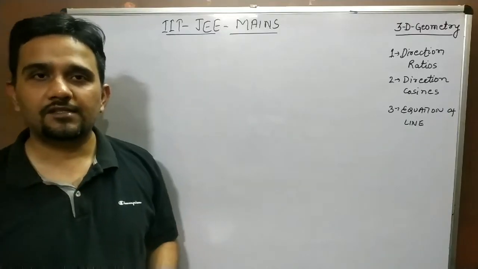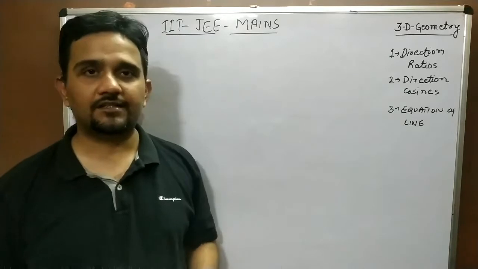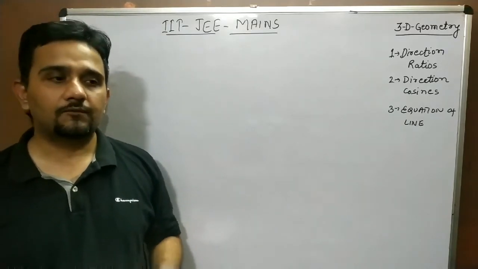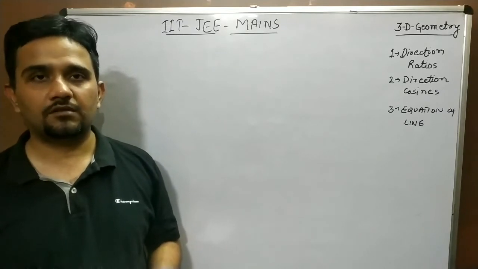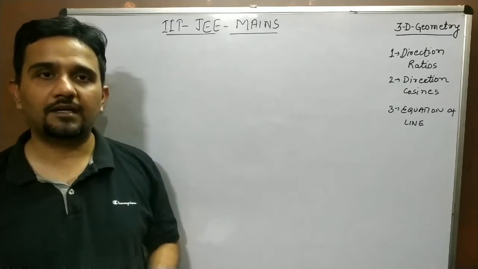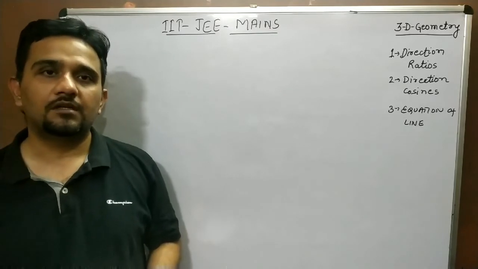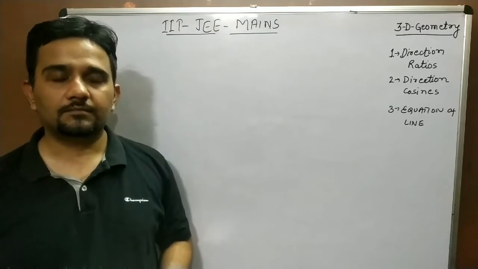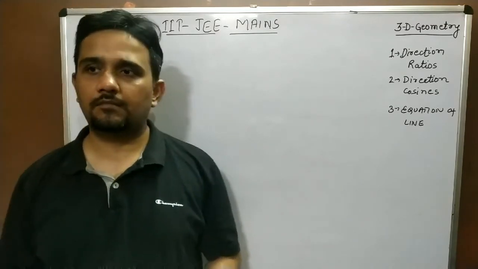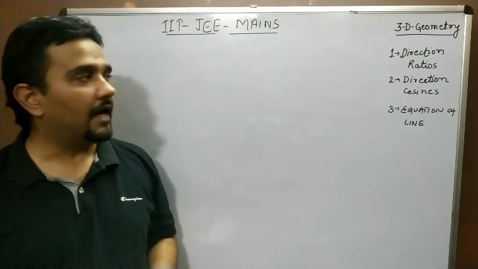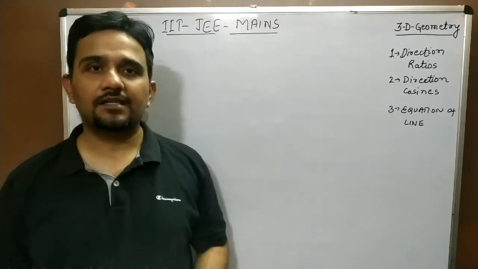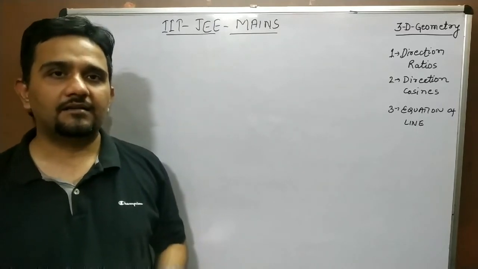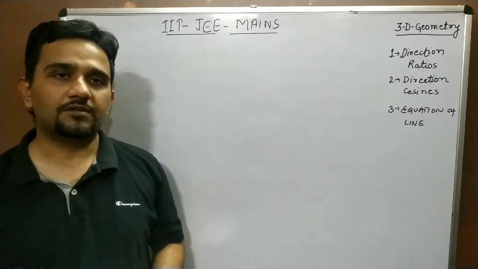So welcome, dear students, to our first lecture on 3D geometry for JEE Mains. First of all, we will brush up the basic concepts of 3D geometry, and then we will do some questions on it. This is a very short lecture of maybe 10 to 15 minutes, and we will discuss the basics, that is direction ratio, direction cosines, and some basic forms of equation of a line.